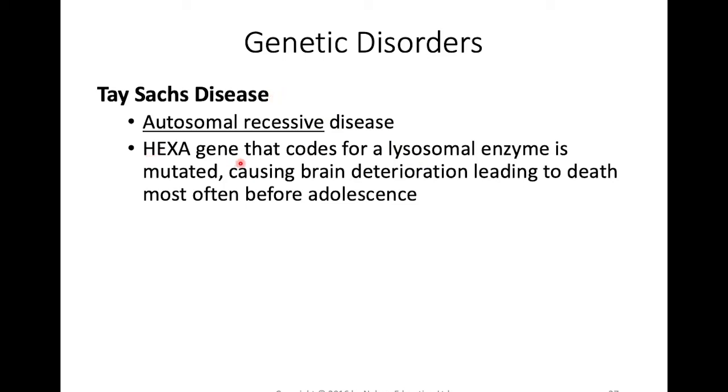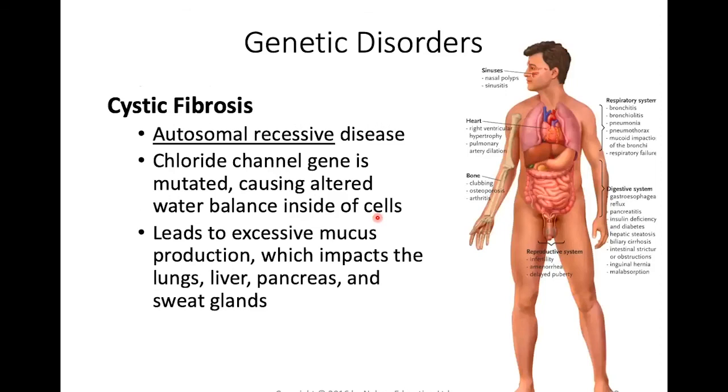And now that HEXA gene coding for those enzymes is going to ultimately cause, at the gross anatomical scale, brain deterioration. And as the nervous tissue is deteriorating, the brain continues to atrophy and ultimately leads to death, typically before adolescence. No disease is good, but Tay-Sachs in and of itself tends to be very tragic because you have an otherwise healthy child that all of a sudden starts to show these signs of decline and then passes before they reach puberty.